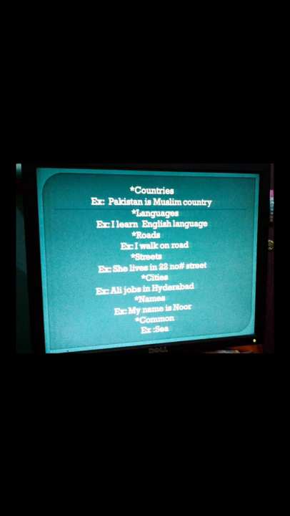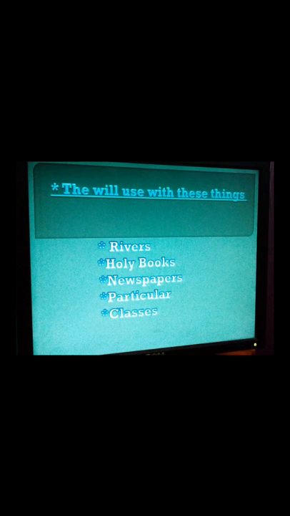Now come to the other slide. We have discussed where we will not use the. Now we are discussing where we have to use the. The will be used with these things: rivers, holy books, which are specific, not any books, newspapers, particular things, and classes. Now we will see the examples of this.